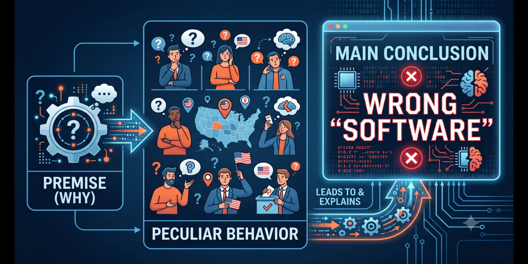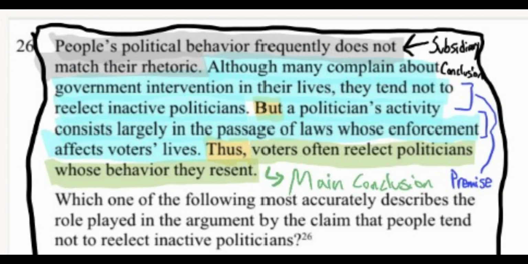So the first sentence can be thought of as a premise or a subsidiary conclusion, providing a possible why for this particular observation of a peculiar American behavior. That is the main conclusion. There is something wrong with their software. Below is what the argument should look like after having completed step 2. Highlight the 4 parts of an LSAT argument.